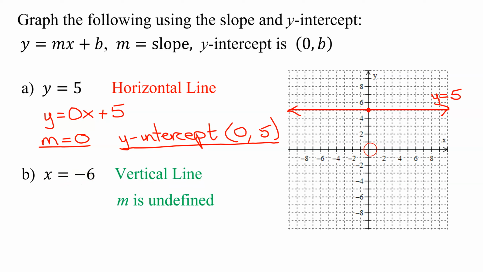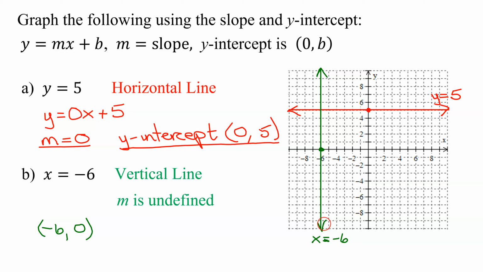So I'm going to start with the x-intercept. And what is the x-intercept? It'd be -6, 0. So I go left 6, nowhere in the y. So there is my x-intercept. And now I'm going to draw a vertical line. Don't forget, you put arrows on both ends. That is the line x equals -6.